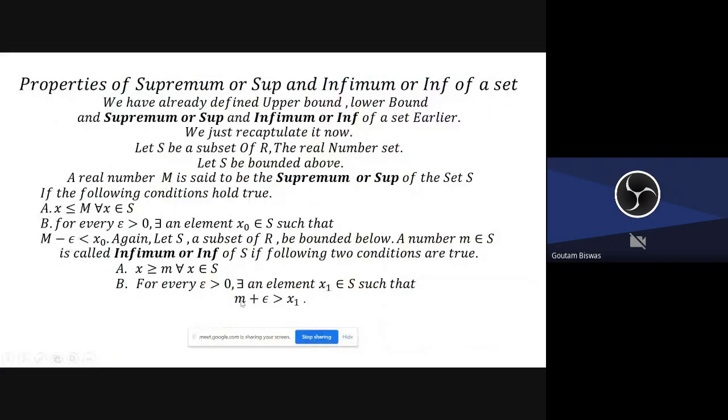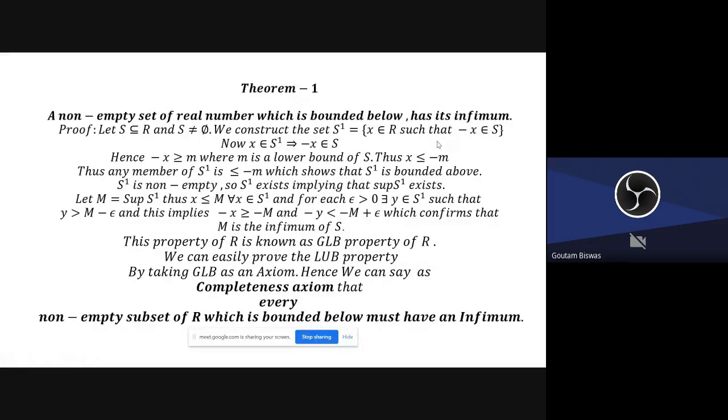So this is the definition, just a recapitulation. Okay, next one. Now this is a very important theorem, that if there is any non-empty set of real numbers which is bounded below, it must have an infimum. Actually, this is known as the completeness axiom. That is, if R is complete, then each bounded below subset of R has an infimum.